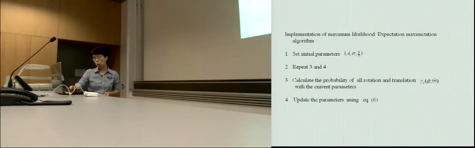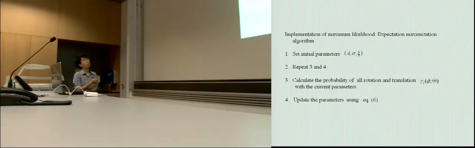So this is the maximum likelihood, and we implement it in the program using expectation maximization. We call it the EM algorithm. This is an iterative algorithm normally used to implement the maximum likelihood. So now we have the simple algorithm here. We set the initial parameters: the initial structure A, the noise sigma, and the translation and rotation. We just set them randomly, and then we repeat.